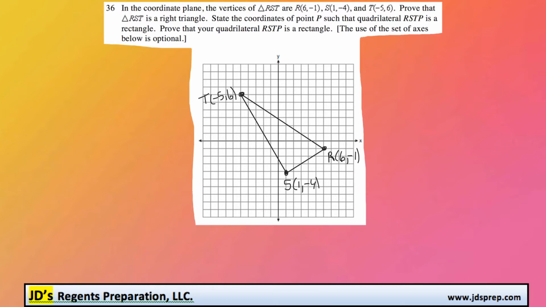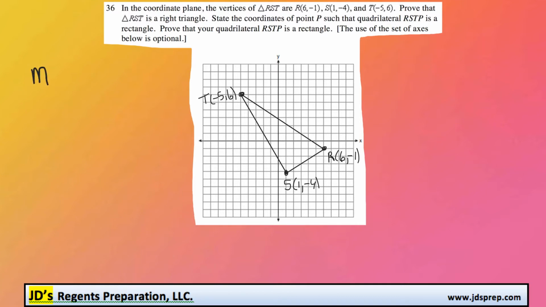Now to prove that RST is a right triangle, we want to show that the line from T to S and the other leg of the triangle, S to R, are perpendicular. And we can do that by comparing the two slopes, because if the slopes are negative reciprocals of each other, that proves that they're perpendicular, and therefore angle S is 90 degrees. So let's go ahead and get started.